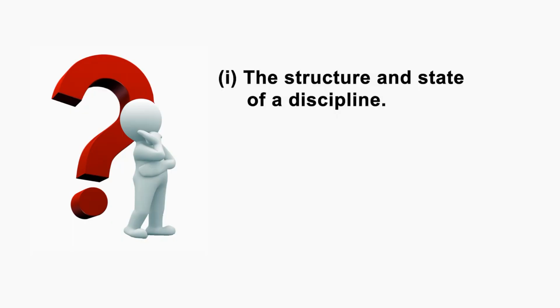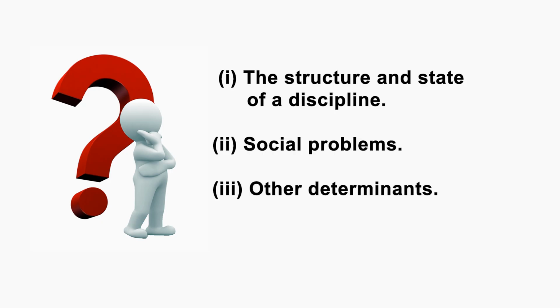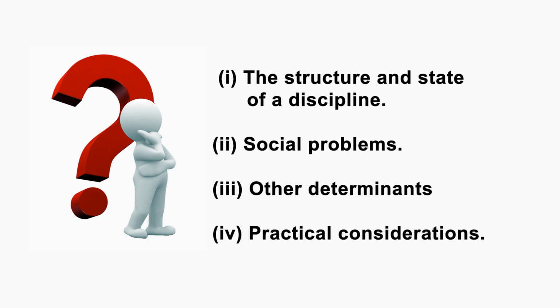The factors which affect the decision on selection of topic in social sciences are: the first one, the structure and state of a discipline; second, social problems; third, other determinants like the availability of grants for particular themes, the popularity and prestige of the particular area of research, public interest and motivation of the researcher, etc., and practical consideration.